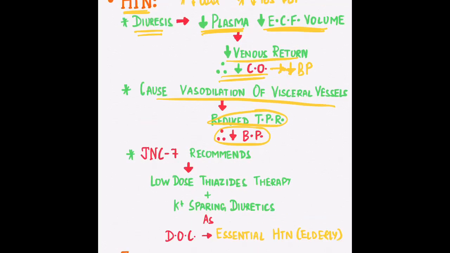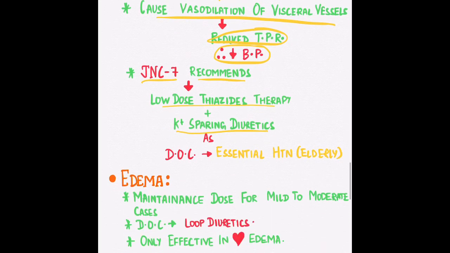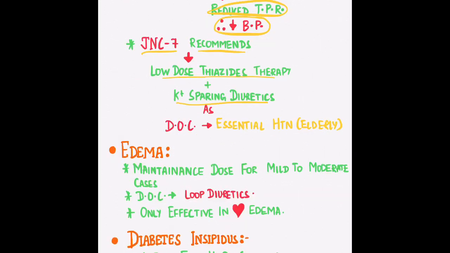Seventh Joint National Committee on Prevention, Evaluation, and Treatment of High Blood Pressure recommends low-dose thiazide therapy in combination with potassium-sparing diuretics as most effective therapy for treatment of essential hypertension in elderly.